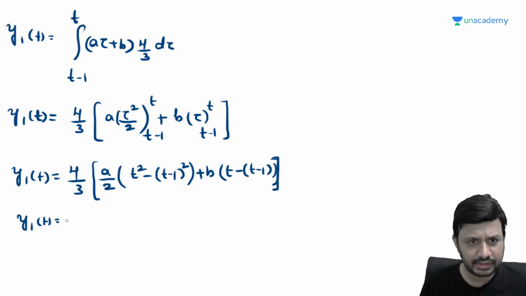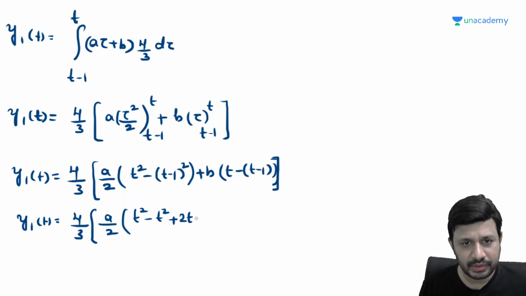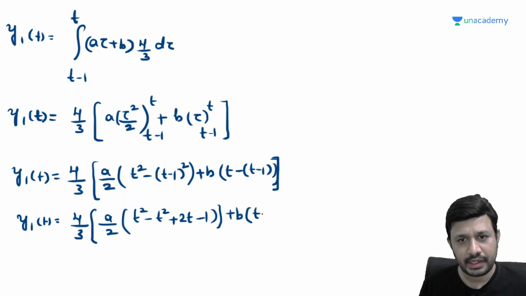y1 of t is equal to, let's simplify, 4 by 3 times a by 2 times t square minus t minus 1 whole square, that is a square minus 2ab plus b square, plus b times t minus t plus 1.